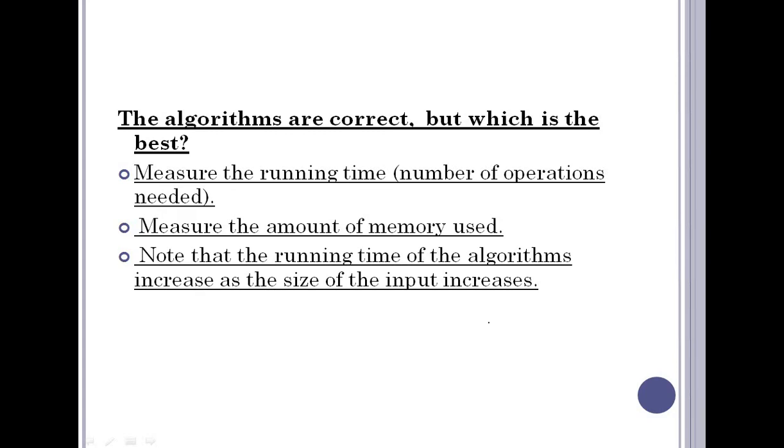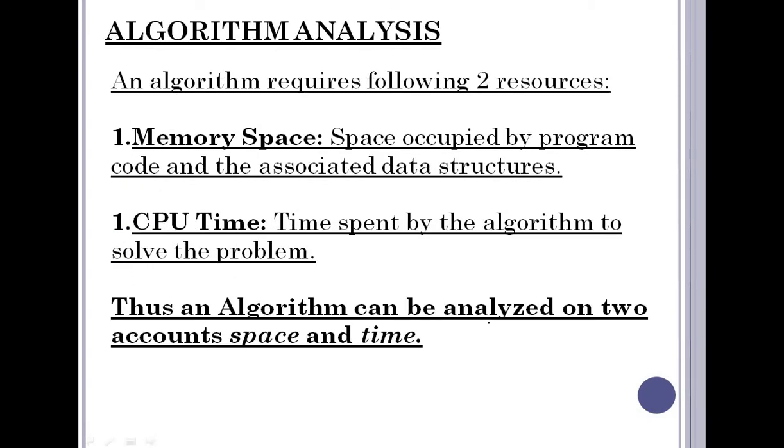All algorithms are correct, but we have to select which one is the best. So instead of measuring the exact running time, we will measure the running time as the number of operations needed. More operations means more running time. We also measure the amount of memory required to run the algorithm, and note that the running time of the algorithm increases as the size of the input increases.